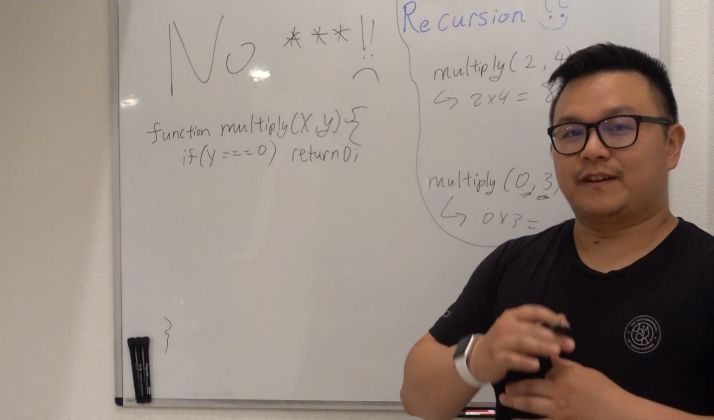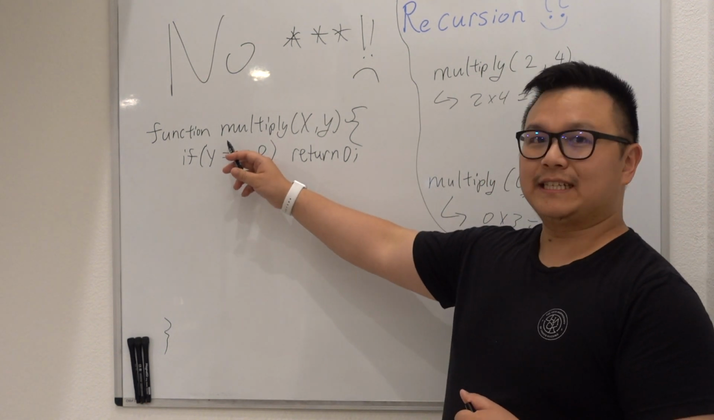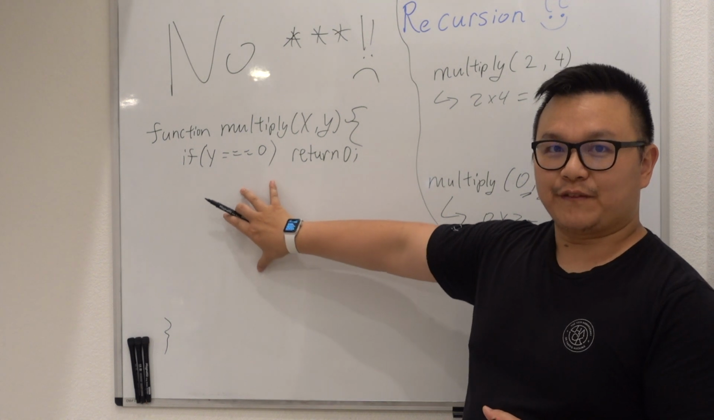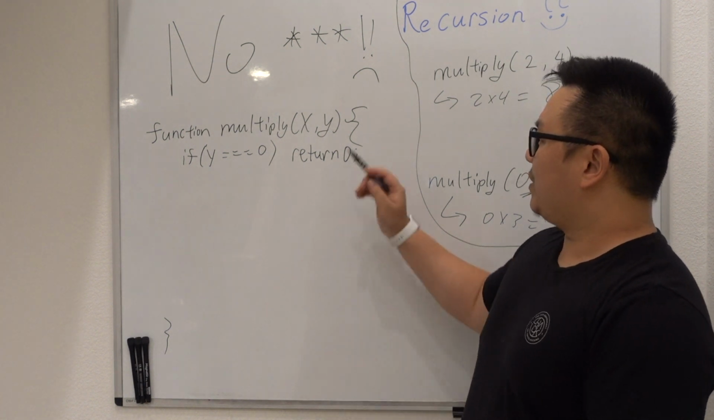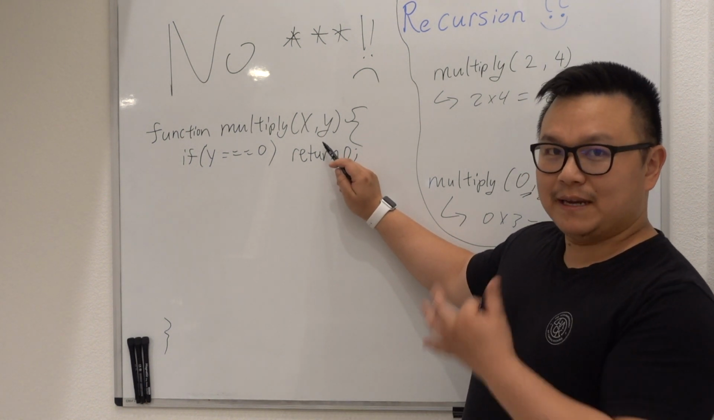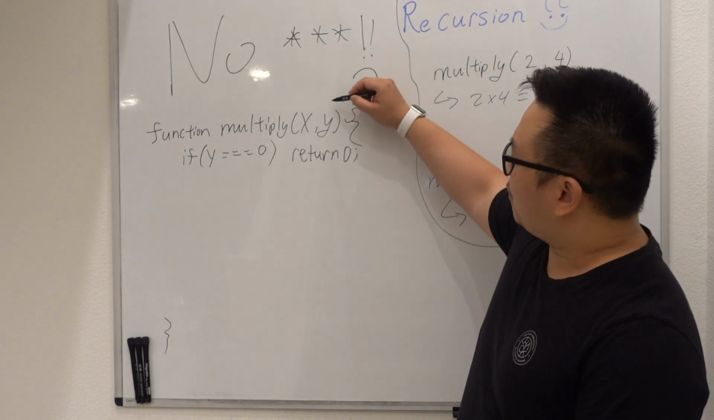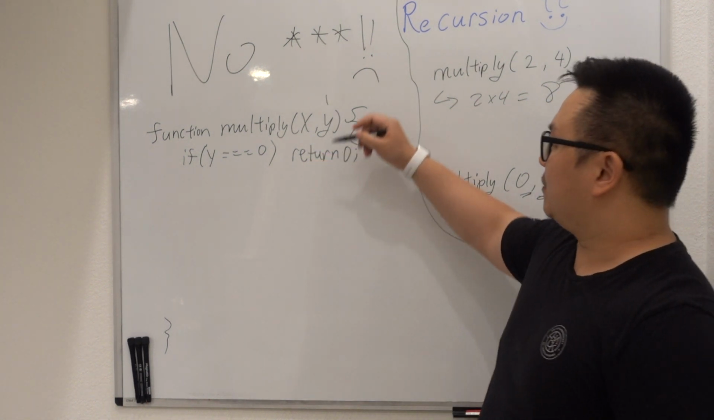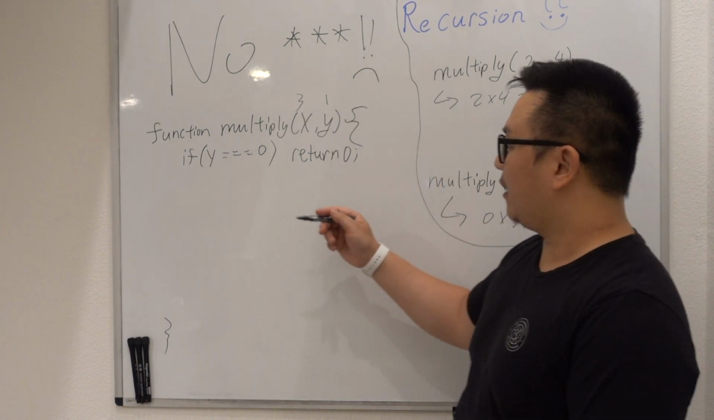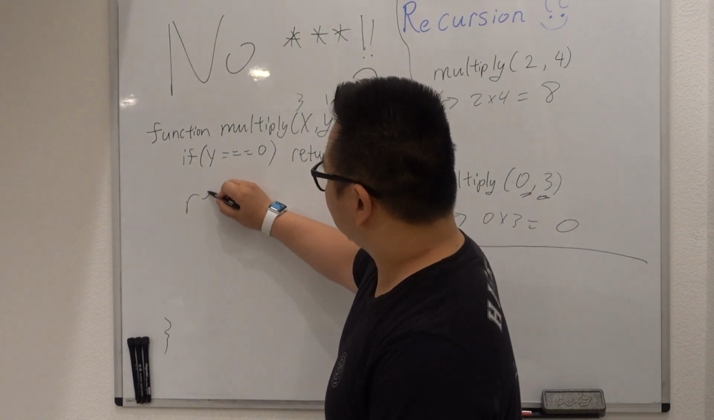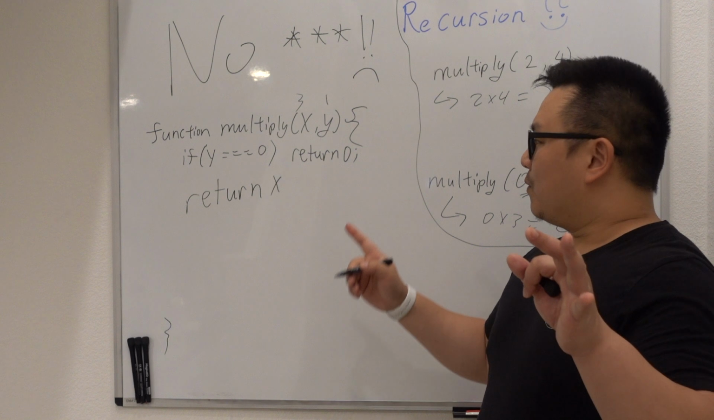What is the recursive case? The recursive case is where we call the function itself within the body of the function, with a different input. We know the base case: if y is equal to 0, that's our base case. What if y is equal to 1? If y is equal to 1, let's say x is equal to 3. We should return 3 for the multiplication function. So we will return x.